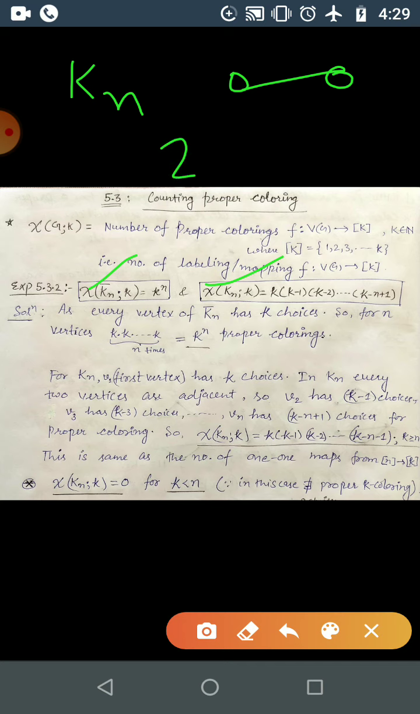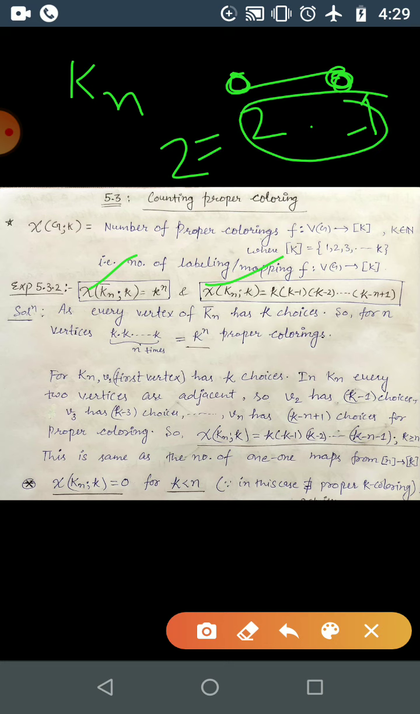So here if two colors are given, this vertex has two choices and this vertex has one choice. How? You can color it by first color, second color, or second color, first color, correct? That's it. Or you can say the first vertex has two choices, and if the first vertex has two choices, then this vertex cannot be colored by the already chosen color, so it will have 1. So 2 into 1, how many ways?